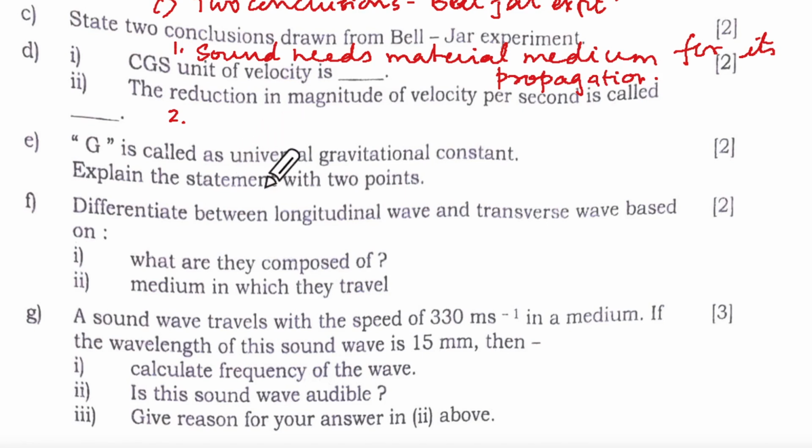What is the second conclusion that you can draw from there? Sound is produced by vibrating body. You can see the vibrations and you cannot see the sound. We say that sound cannot travel in vacuum. Okay, cannot travel, and needs material medium is actually the same thing.